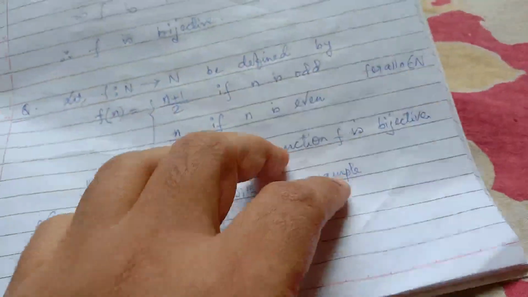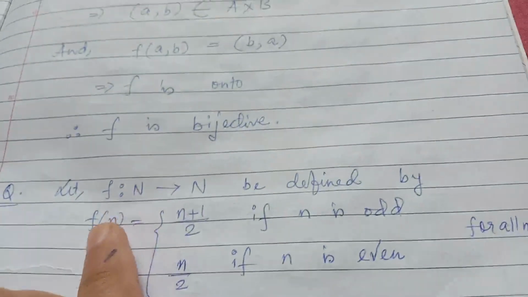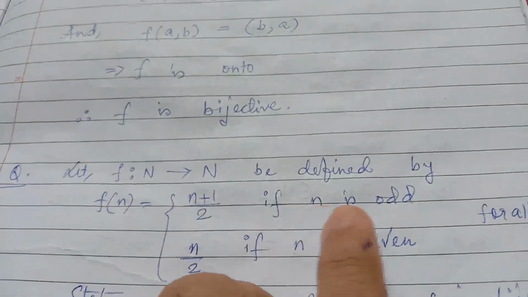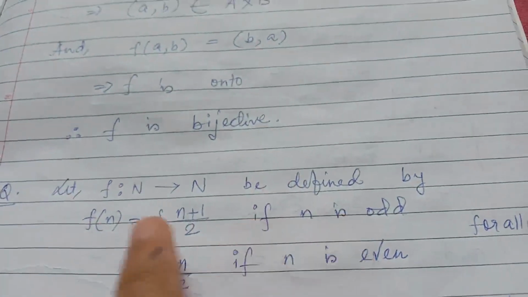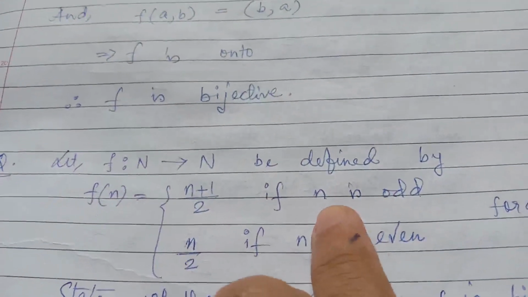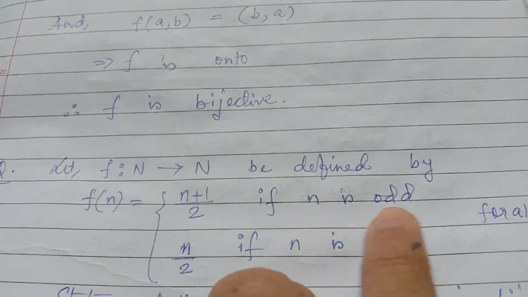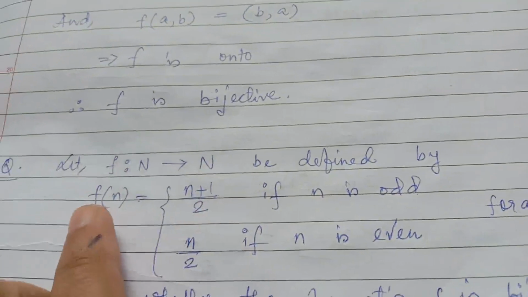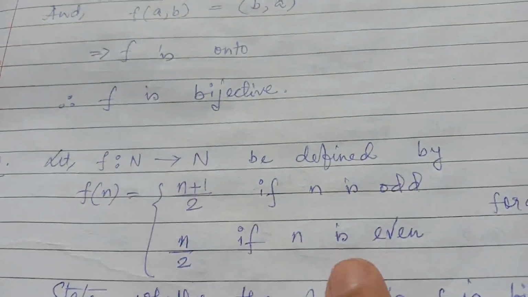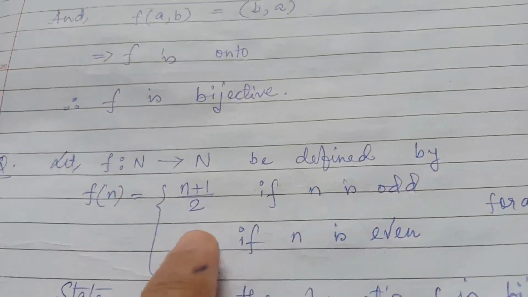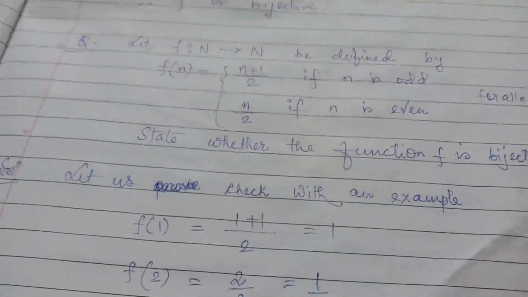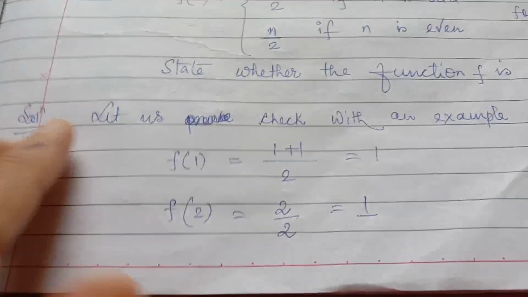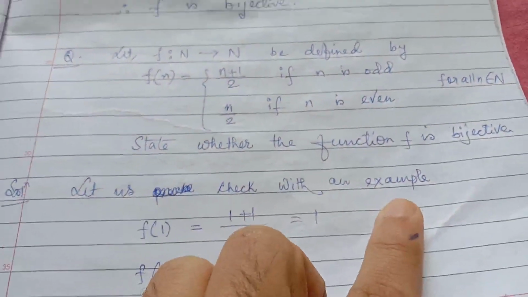You can see the definition of the function: f(n) equal to (n plus 1) by 2 if n is odd. That means if we have to find f of 1, 1 is odd, so f of 1 will be (1 plus 1) by 2, that is 1. If we want to find f of 10, 10 is even, f of 10 will be 10 by 2, so 5. Let us check with an example.